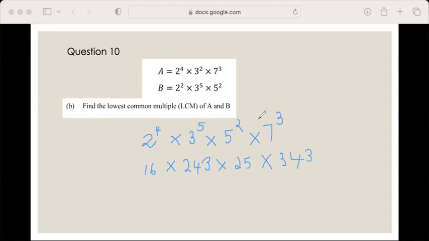Right, so now we need to work out all of these. So when you work out 16 times 243 times 25 times 343, you will arrive at this answer, 33,339,600. I hope you got the correct answer. So the lowest common multiple of A and B is 33,339,600. All right, so let's move on to the next question.